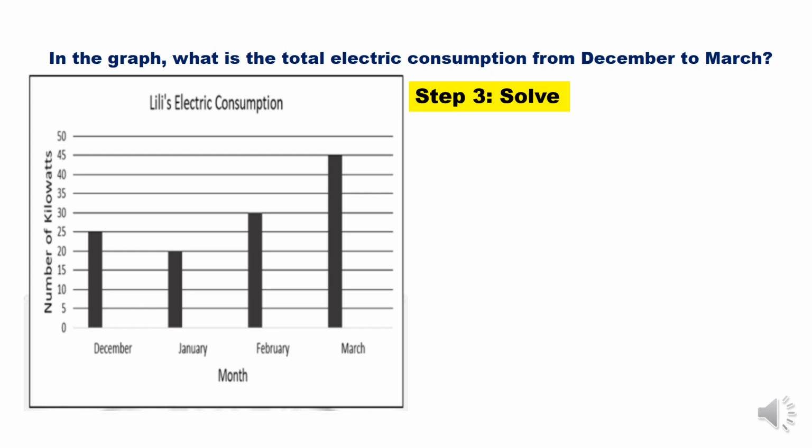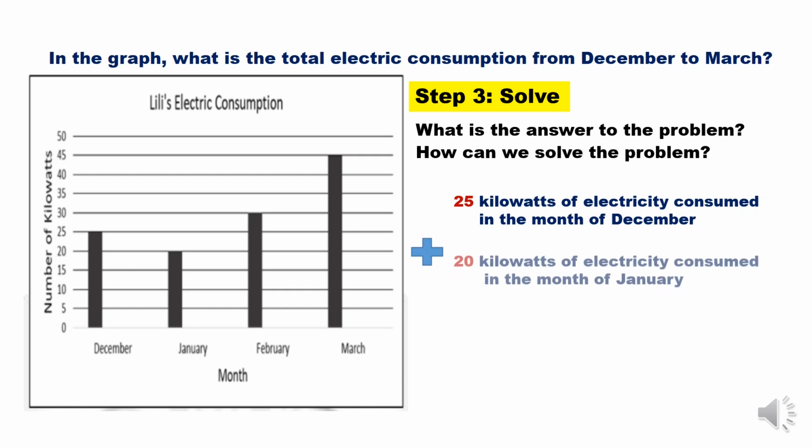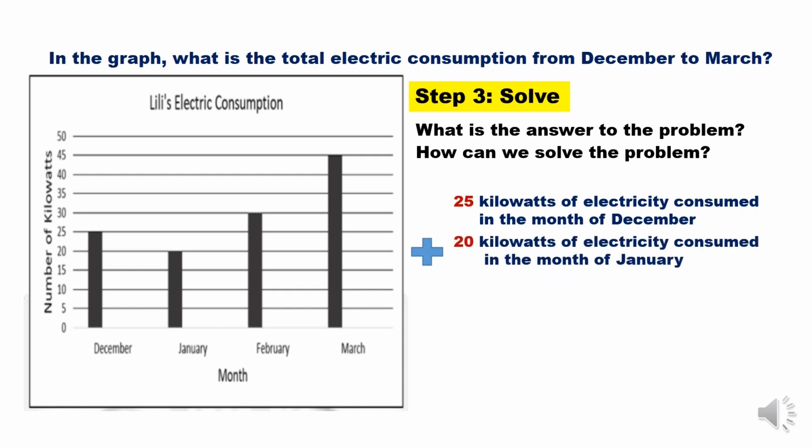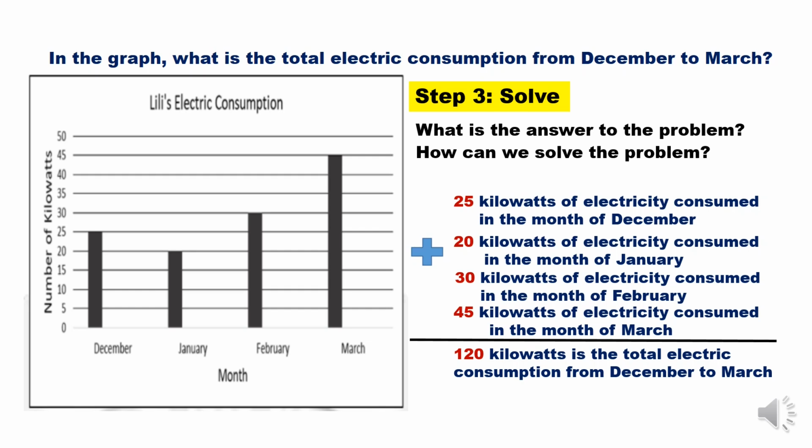Step 3. Solve. What is the answer to the problem? How can we solve the problem? 25 kilowatts of electricity consumed in the month of December plus 20 kilowatts of electricity consumed in the month of January plus 30 kilowatts of electricity consumed in the month of February plus 45 kilowatts of electricity consumed in the month of March equals 120 kilowatts is the total electric consumption from December to March.